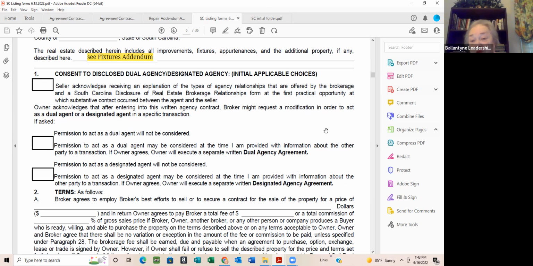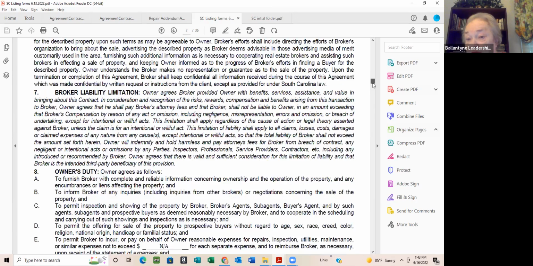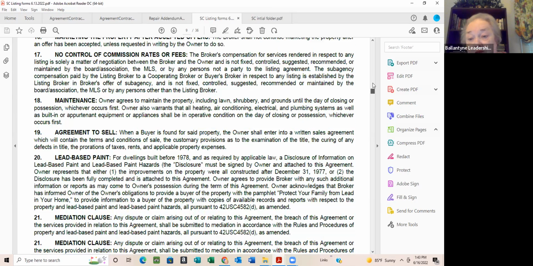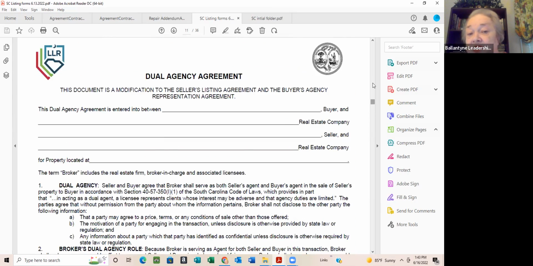Now, when we come back to them, you are totally welcome to give them these forms up front. They just don't have to sign them. These are the forms. There's the dual agency agreement and the designated. Now, let me point out something to you. You see this thing right here? That's the seal of South Carolina. That seal on this document means this form was released by the legislators. It is law. This was released and put into being by the legislators.